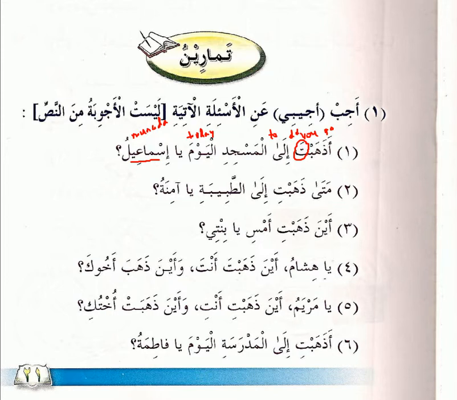So, أذهبت إلى المسجد اليوم يا إسماعيل? Did you go? So this is the you part. This is the doer part. This is telling us that أذهبت, the doer is you. We just had to attach that ta with the fatha. Okay, so that one was easy. I think this one was easy enough.